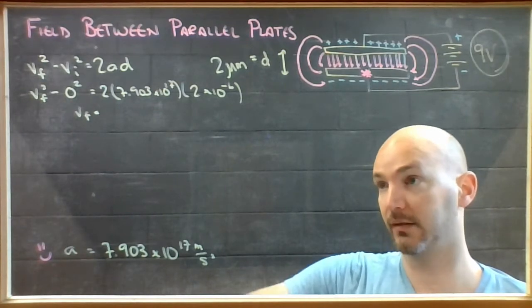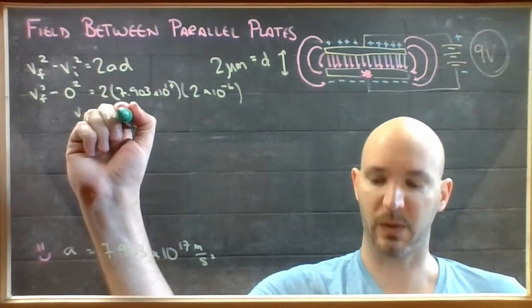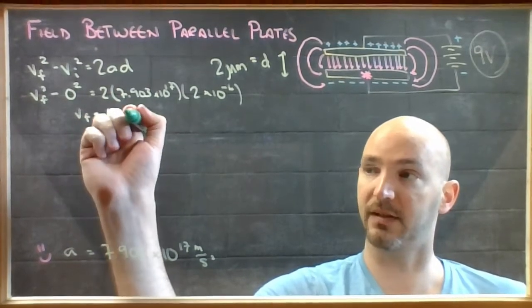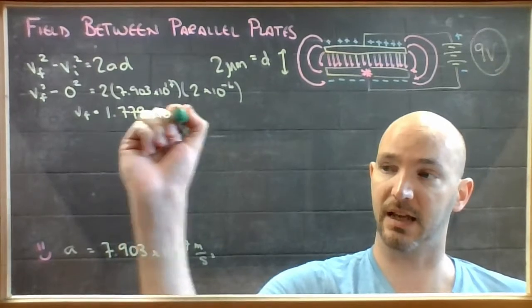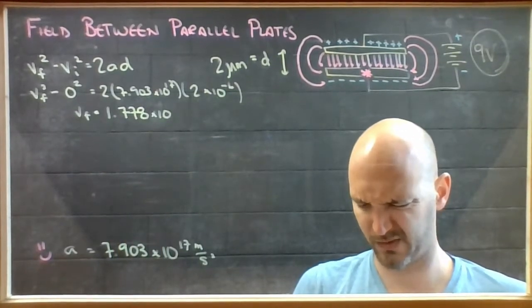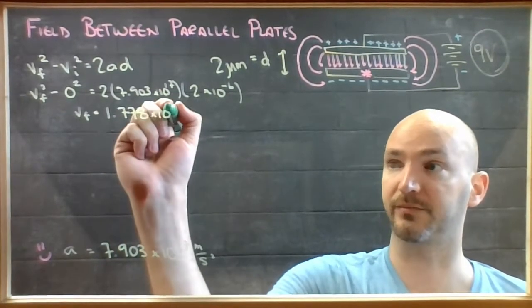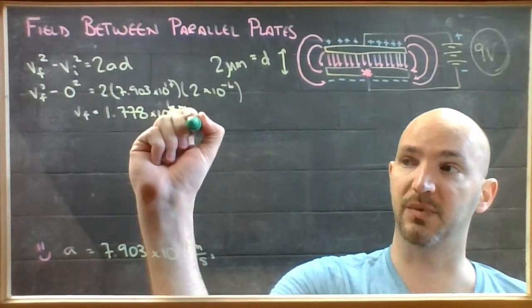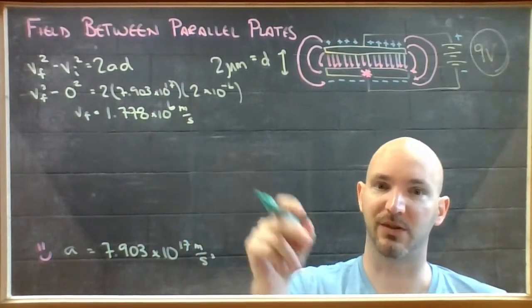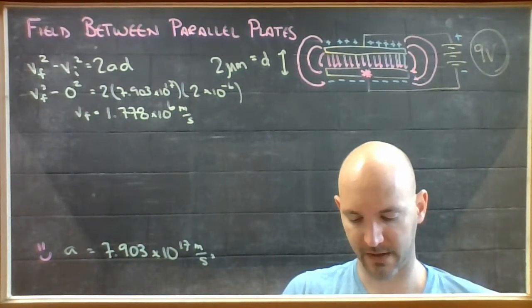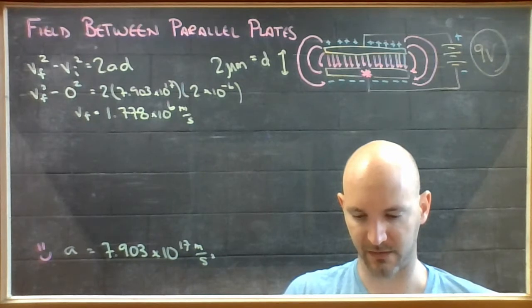All right. 1.778 times 10 to the 6 meters per second. Now that's less than 10 to the 8, which is encouraging. So I'm gonna divide this by 3 times 10 to the 8 just to get my percentage of the speed of light.